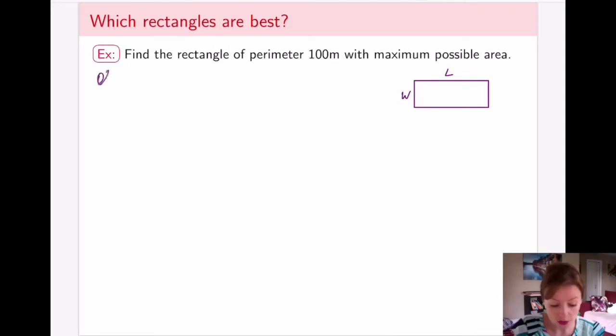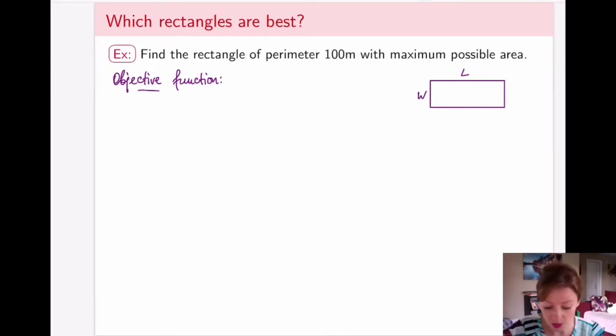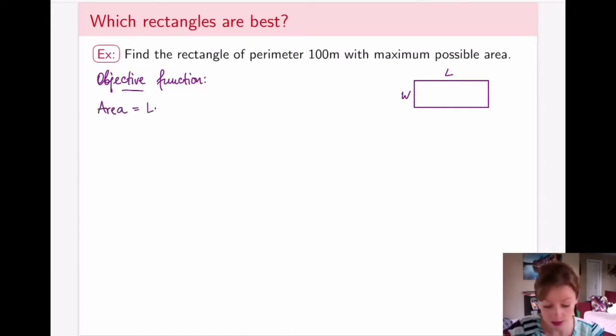And so then let's write out what it is that we're actually trying to optimize. That's when you look for words like maximum or minimum, or what is it that is important to you in this problem to make as small or as big as possible. So the objective function here will be the area function. The area of a rectangle is length times width.